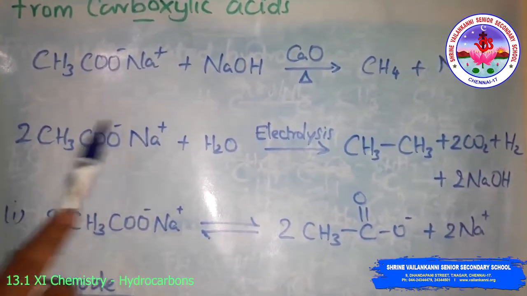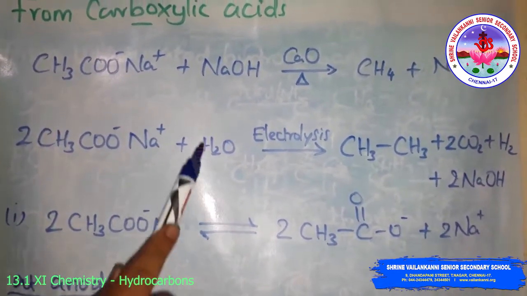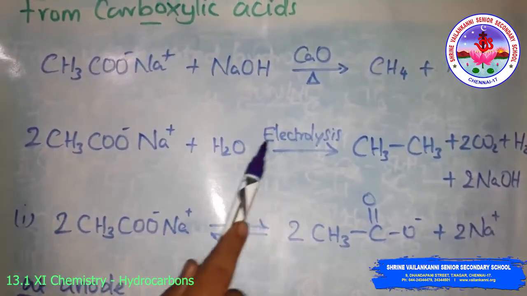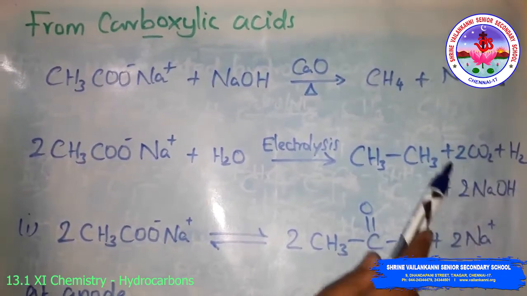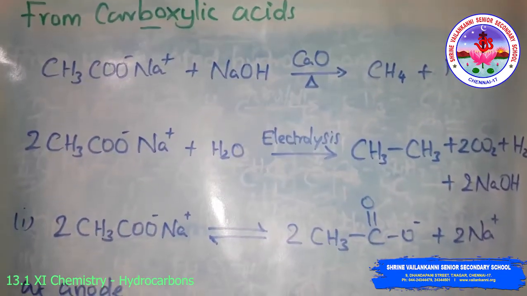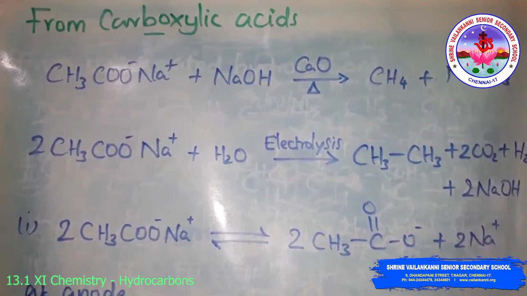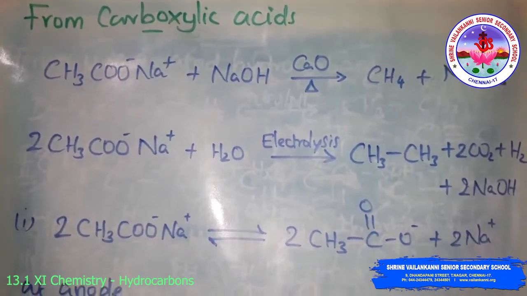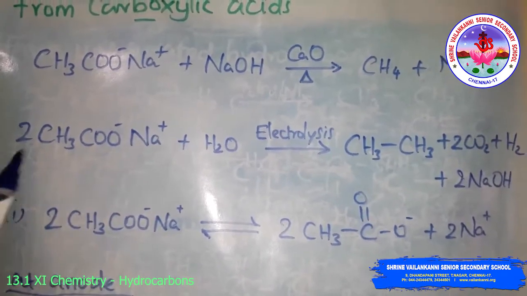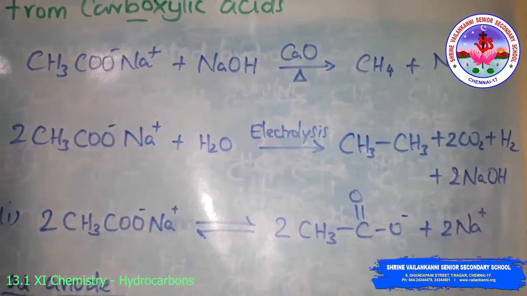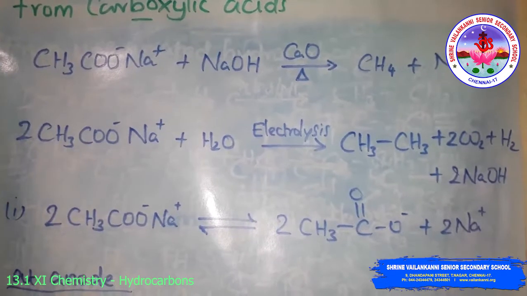Now look at this: sodium acetate reacts with water. What happens? It undergoes an electrolysis process to form ethane and carbon dioxide. Here carbon dioxide gas is evolved. This is sodium acetate, or you can say sodium ethanoate.